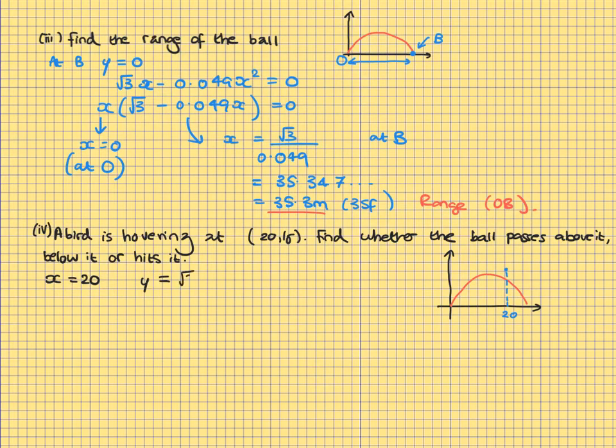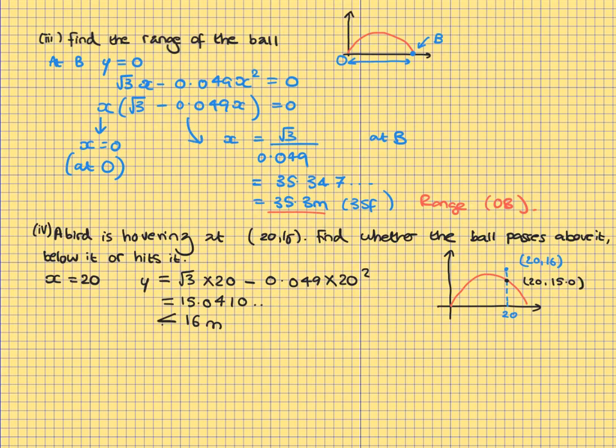So y equals root 3 multiplied by 20, subtract 0.049 multiplied by 20 squared, and let's evaluate this. Now this comes to 15.0410, which is less than 16 metres. So when the x-coordinate of the particle is 20, its y-coordinate is about 15.0, which means the bird, which has an x-coordinate also of 20, so is vertically in line with the particle, has a y-coordinate of 16, which means that the bird is above the ball.